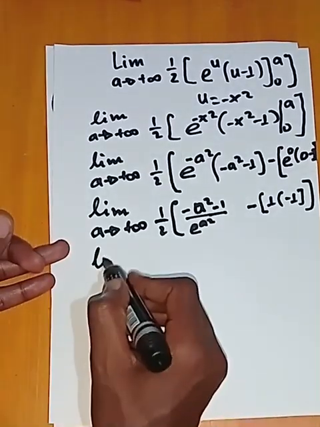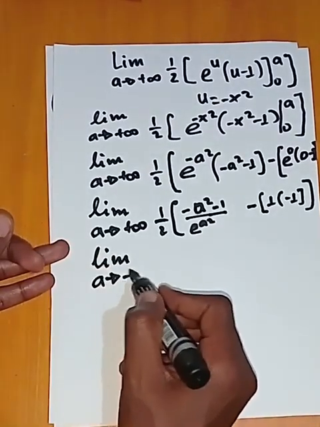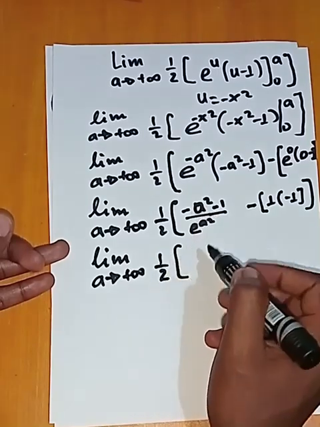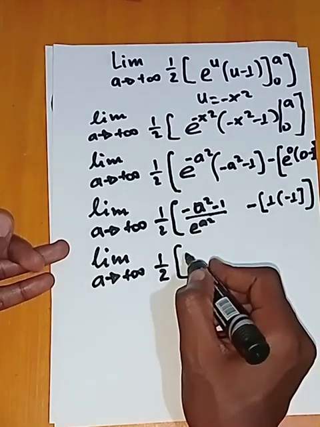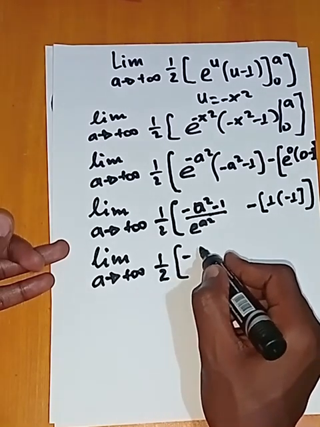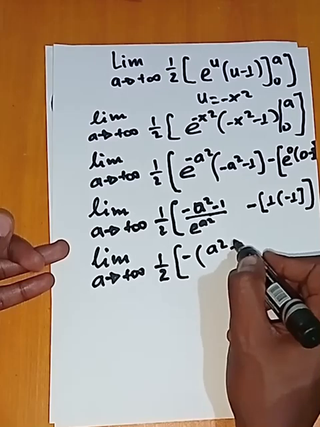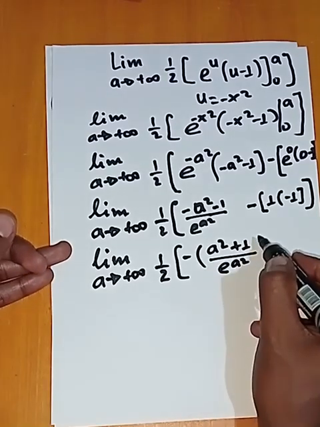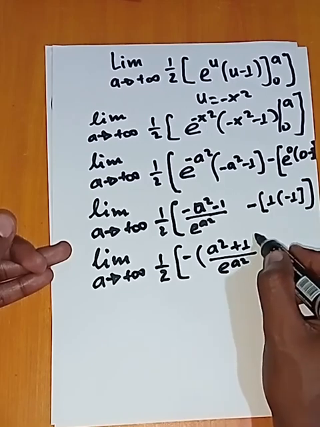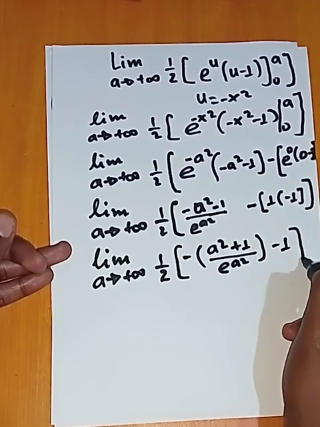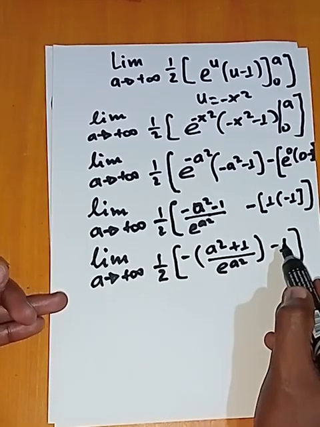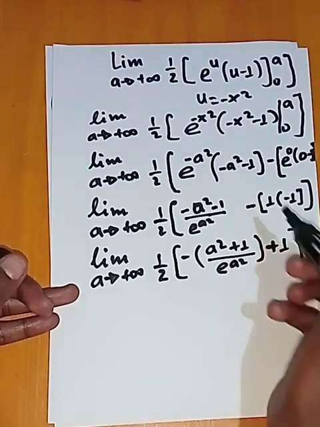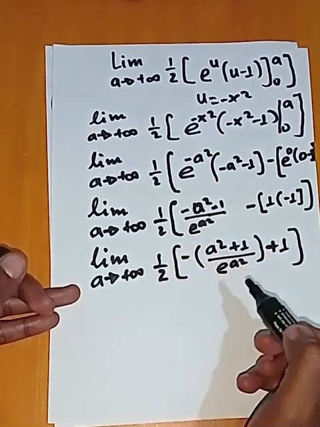So the limit as a tends to positive infinity of 1 over 2. Let's take the negative outside: a squared plus 1 over e raised to a squared. Sorry, this one is plus 1, since negative times negative is positive. So this one is negative, and I take it outside.